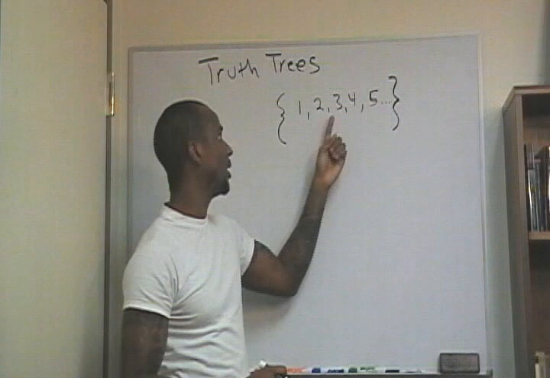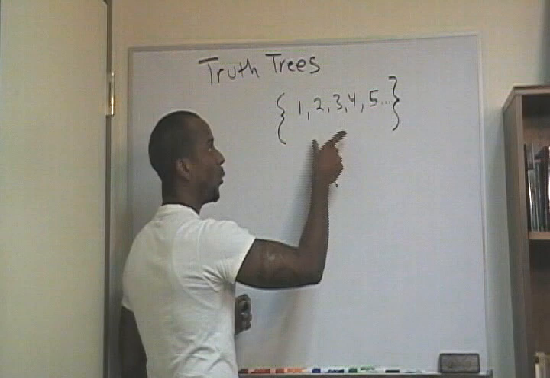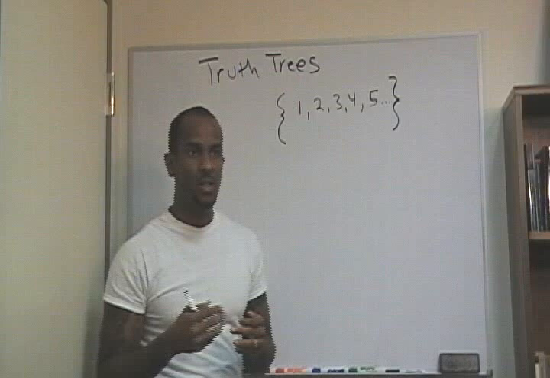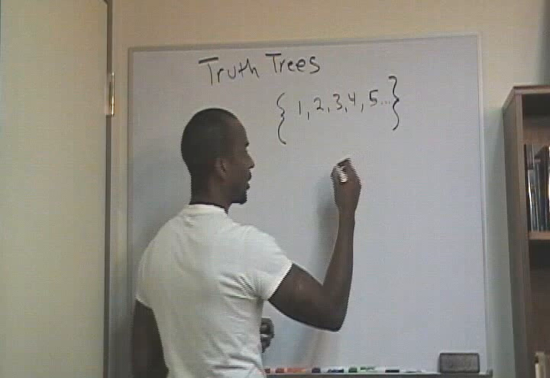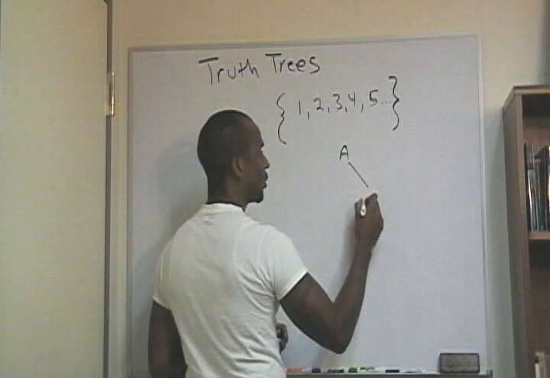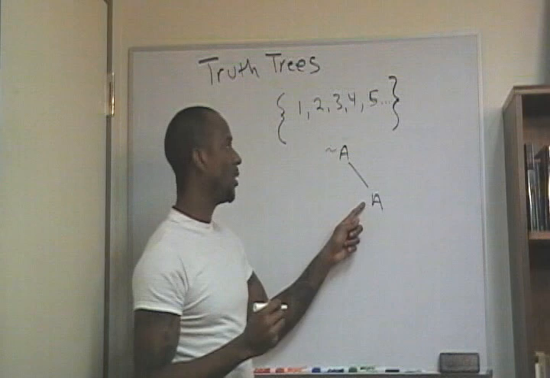What we're going to do in the discussion of truth trees is that we'll be looking at sets and determining whether or not the set is consistent or inconsistent. Basically, in discussion of consistency, it'll be consistent when we have what is known as an open branch in a truth tree. So for example, if my truth tree has A here and I'm able to draw the conclusion A here, there'll be consistency, right?